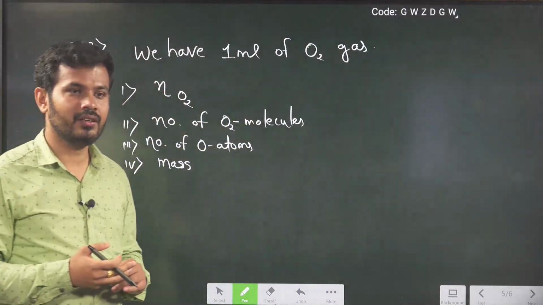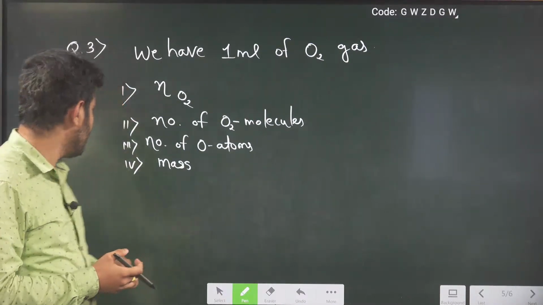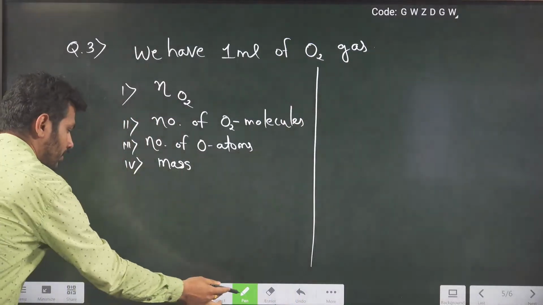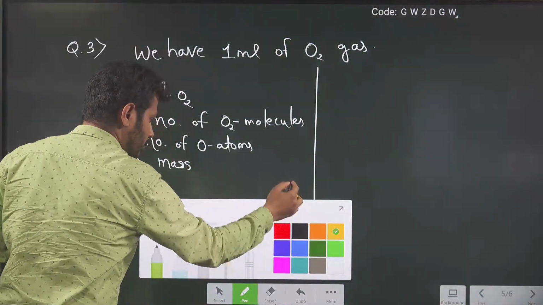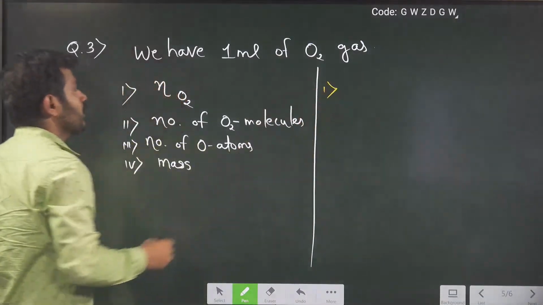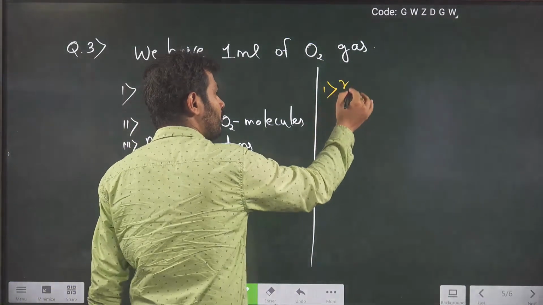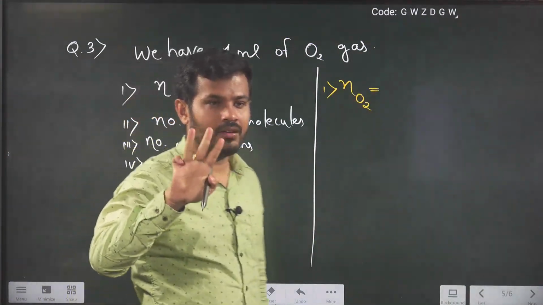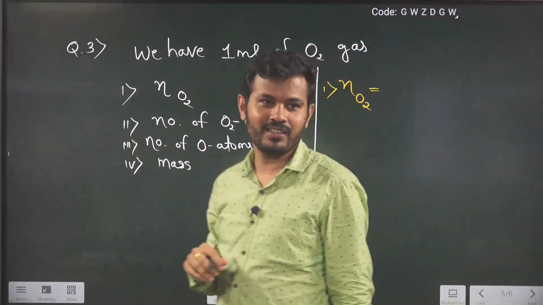Sir, can we calculate option 5? Option 5 is not there. Option 4. Now you see. One by one we will be solving all of this. So talking about the very first one, number of moles of O2. How to calculate number of moles? What is the formula of number of moles? We have 3 formulas. Okay, you calculate that.